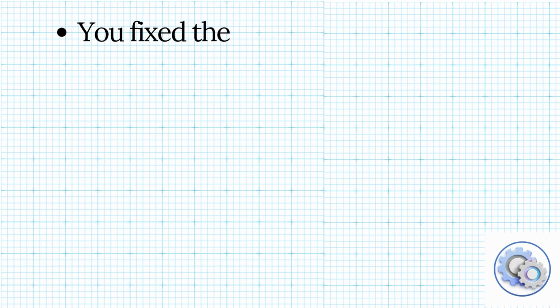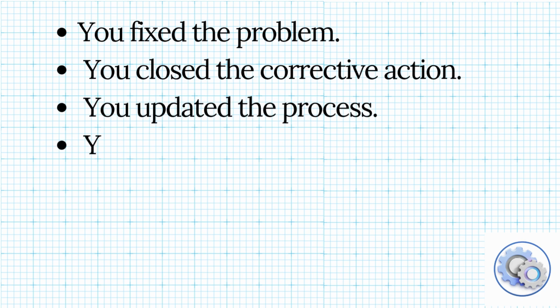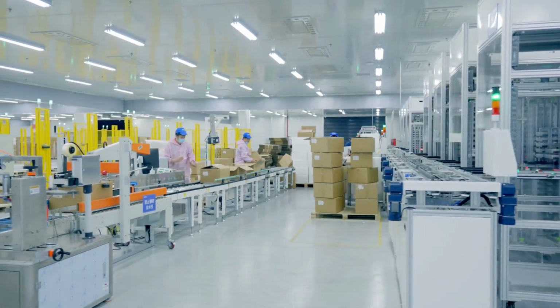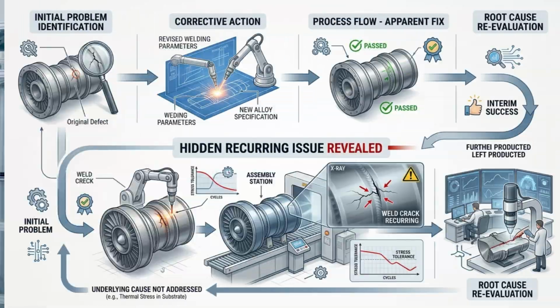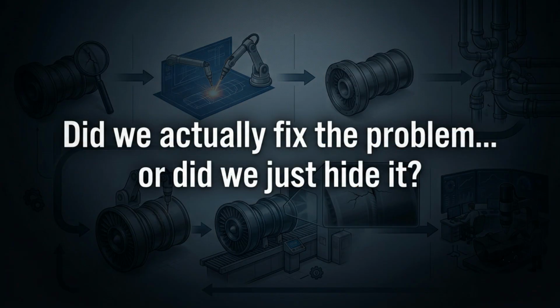You fixed the problem. You closed the corrective action. You updated the process. You even verified the part was good. Everything looked fine. And then, a few weeks or months later, the same problem shows up again. Same defect, same issues, same frustration. So the real question is simple. Did we actually fix the problem or did we just hide it for a while?